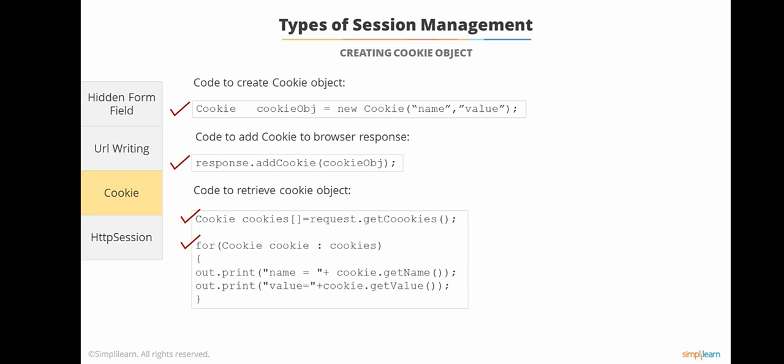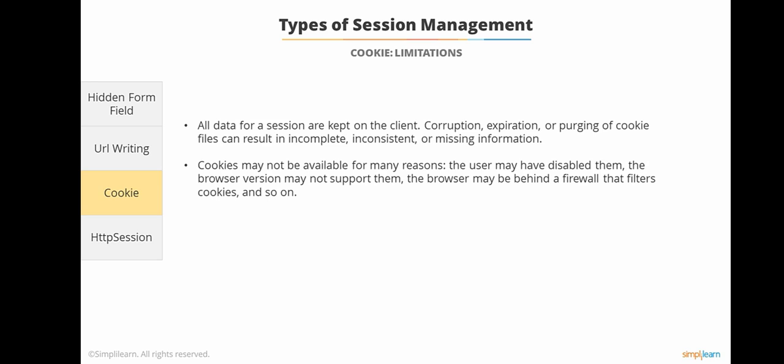The limitations of cookies are that all data for a session are kept on the client. Hence, corruption, expiration, or purging of cookies can result in incomplete, inconsistent, or missing information. Cookies may not be available for many reasons. The user may have disabled them, the browser version may not support them, or the browser may be behind a firewall that filters cookies, and so on.